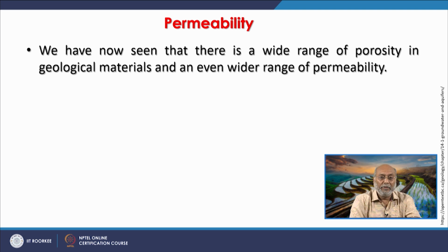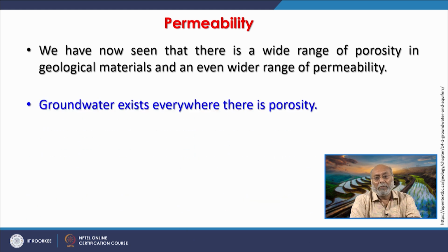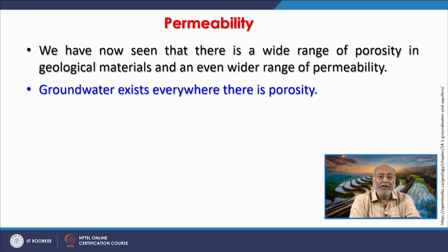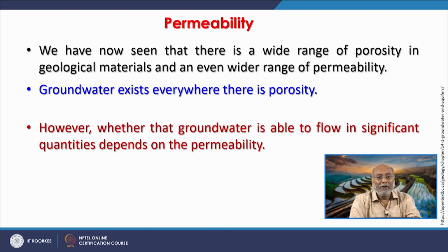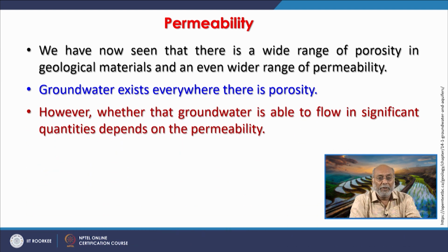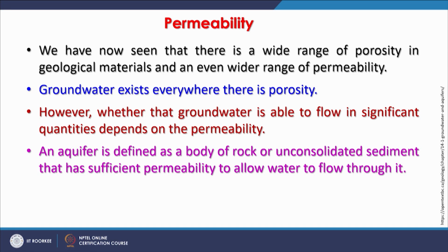So, we have now seen that there is a wide range of porosity in geological materials, and an equally wide range of permeabilities. Groundwater exists everywhere there is porosity. So, water will be there, but it may not be permeable. However, whether the groundwater is able to flow in significant quantity depends on the permeability, and the aquifer is defined, as we have already discussed, as a body of rock or saturated sediment that has sufficient permeability to allow water to flow through.